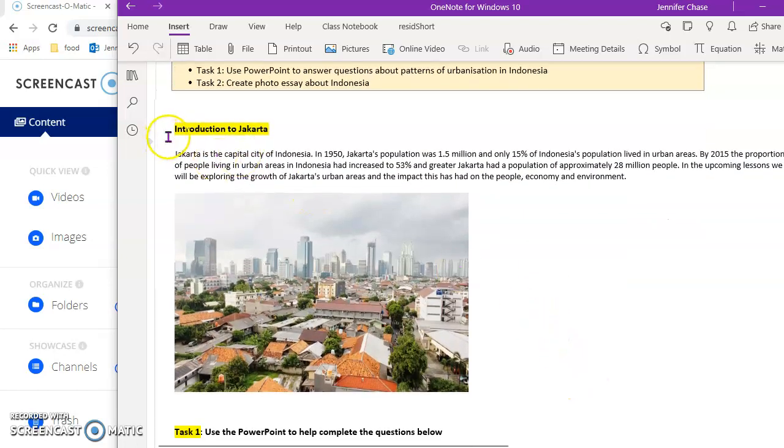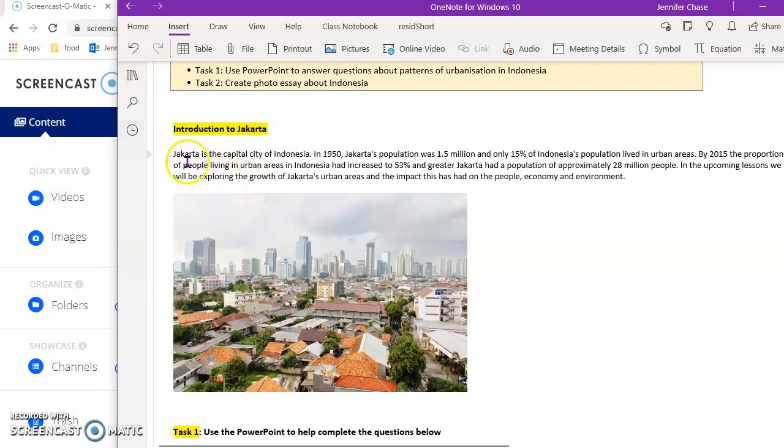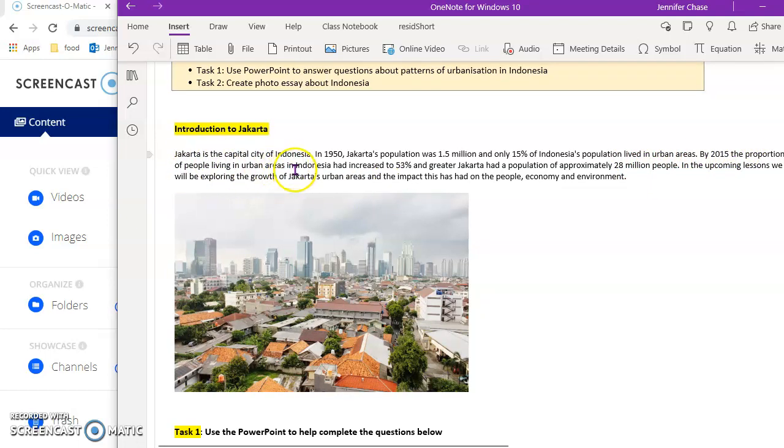Okay, so introduction to Jakarta. Jakarta is the capital city of Indonesia. In 1950, so what's that, 70 years ago, Jakarta's population was 1.5 million and only 15% of Indonesia's population lived in urban areas. By 2015, the proportion of people living in urban areas in Indonesia had increased to 53%, and Greater Jakarta had a population of approximately 28 million people. Okay, so you can see big changes there.